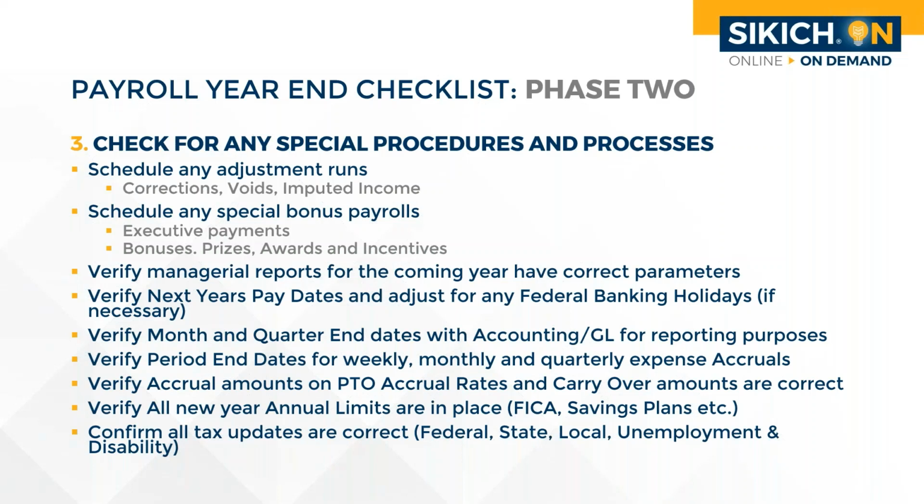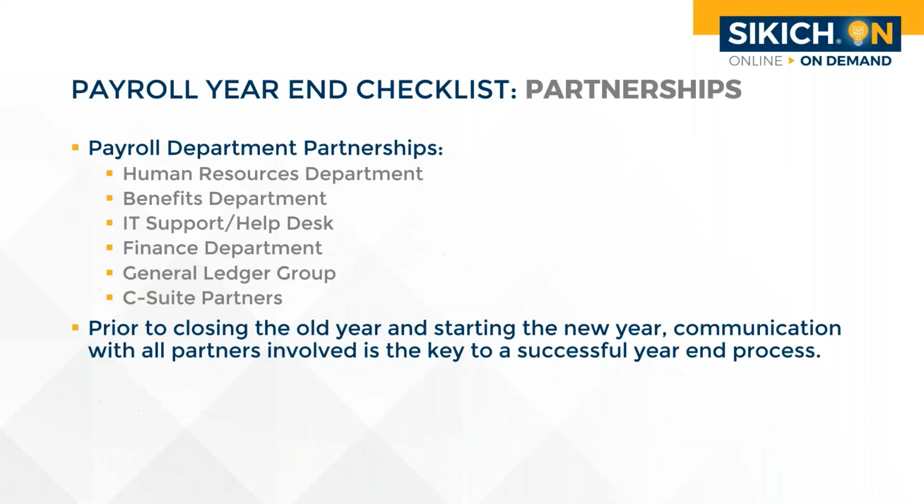You want to make sure that you're partnering with your human resources department, your benefits department, your IT and help desk group, your finance department, your general leadership group, your general ledger groups, and your C-suite partners to make sure that you've covered all of the bases and everything that goes into processing year end. Prior to closing the old year and starting the new year, communicate with all of your partners to make sure that you've got a green light to move forward.